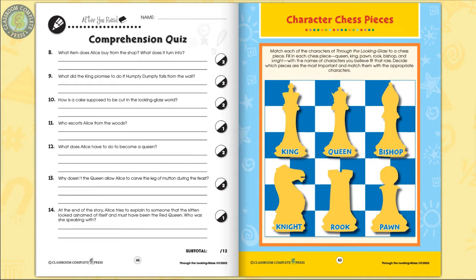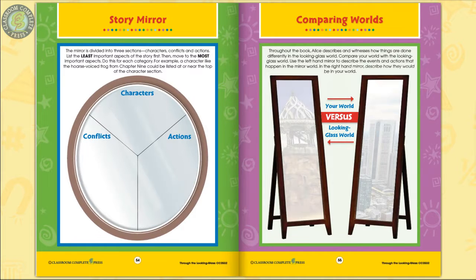3 color posters, which are graphic organizers, complete the resource. Compare the real world to the Looking Glass world by describing events and actions that take place in both.